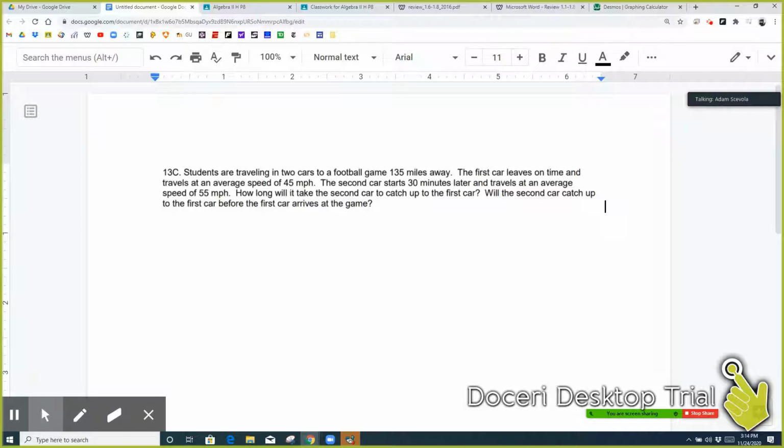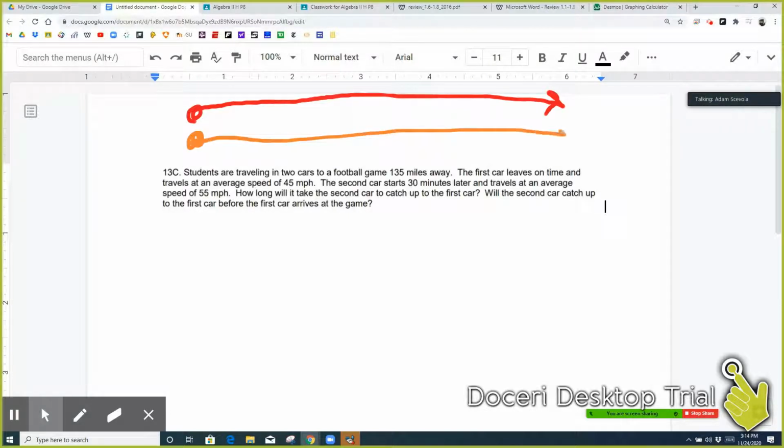So to visualize that, we got the first car that's leaving and it travels at a certain speed. The other car leaves later, but it travels at a faster speed. We want to know when they'll catch up. So in other words, we want to know when their distances will be the same.